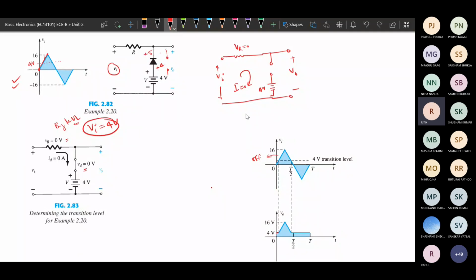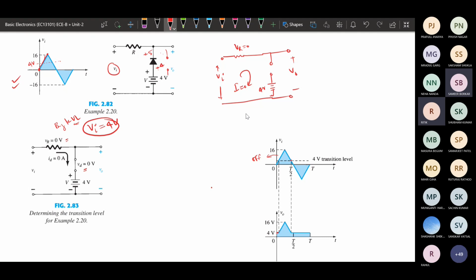Okay, so in this region the output voltage will range from 4 volt to 16 volt. So this will be the output voltage. And again, once we have reached the maximum and now we are decreasing, as we are switching from 4 volt to less than 4 volt, now the diode will be on.